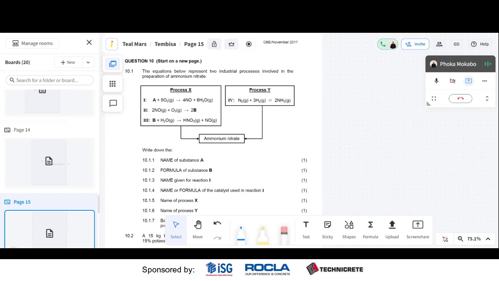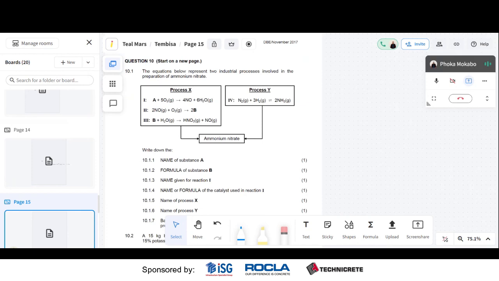Before they even asked, process X is known as the Ostwald process. Process Y, using nitrogen and hydrogen at very high temperatures with a lot more steps than what they're showing, is used to form ammonia for ammonium nitrate and is referred to as the Haber process, after Fritz Haber. The Ostwald process is on the left.